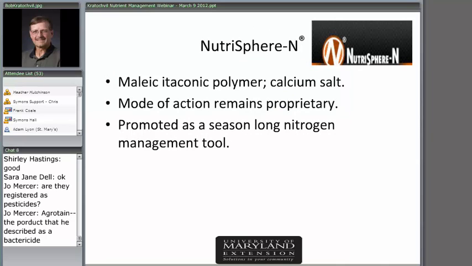The fourth product that I'm going to describe is NutriSphere-N. There's been a lot of press about this particular product. What it is, is a maleic itaconic polymer attached to a calcium salt. I have no idea what a maleic itaconic polymer is. The mode of action remains proprietary, so we really don't know how it functions, but the company marketing this product promotes it as a season-long nitrogen management tool.